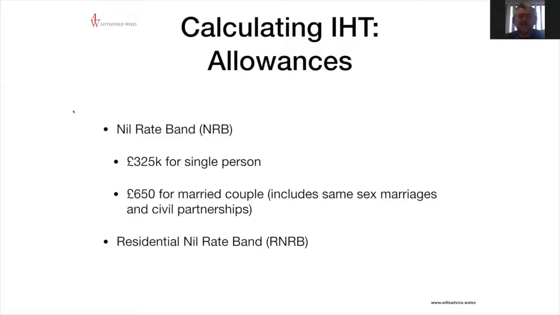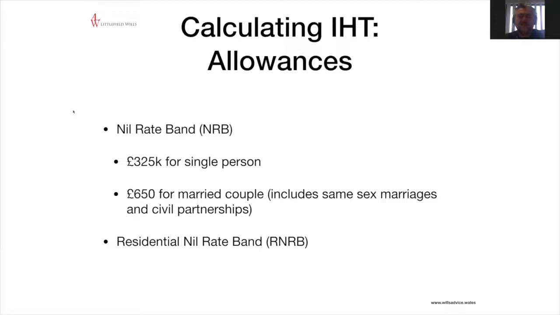Now, the last Conservative government also introduced a further relief called the residential nil rate band, and that is very difficult to explain. But the reason I'm including it is that it's an additional band to the nil rate band, and it goes up by stages. So in 2020, it will have reached its maximum amount, which will be £175,000 for a single person and £350,000 for a married couple. So that will work out at £500,000 for a single person, £1 million for a married couple.